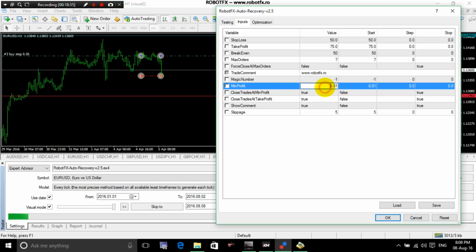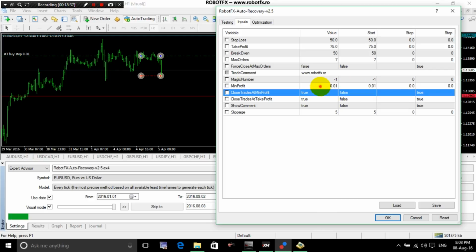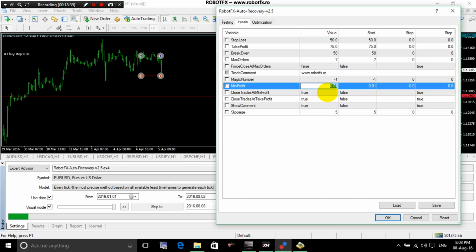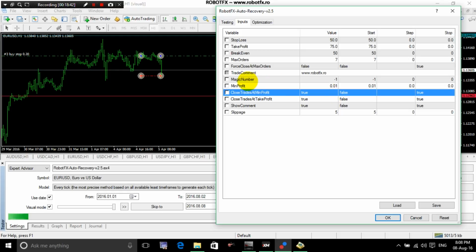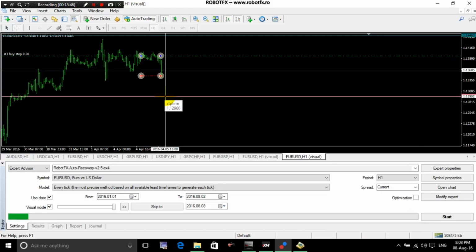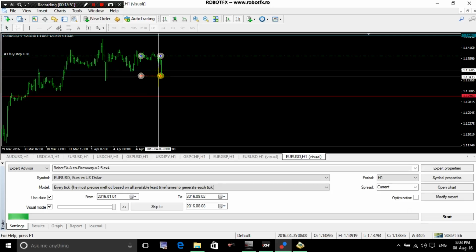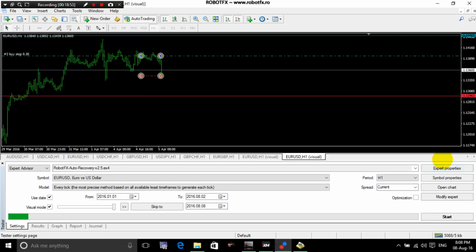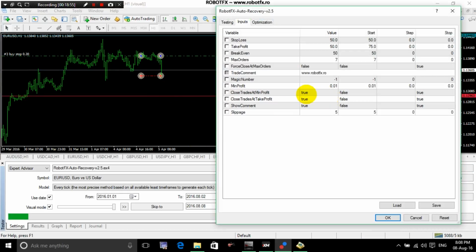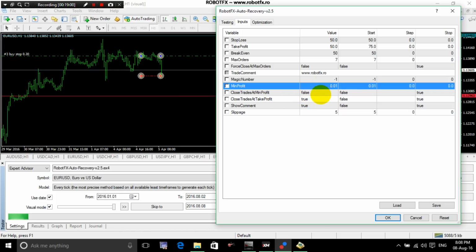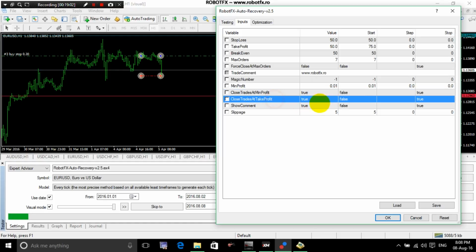What else? Minimum profit. That's the minimum profit. It's in dollars, by the way. 0.01 cents minimum profit when you want the expert advisor to start closing a basket of trades or winning trades. Close trades at minimum profit. Set it to false, it will ignore the minimum profit, or it will not close a basket of trades at minimum profit.